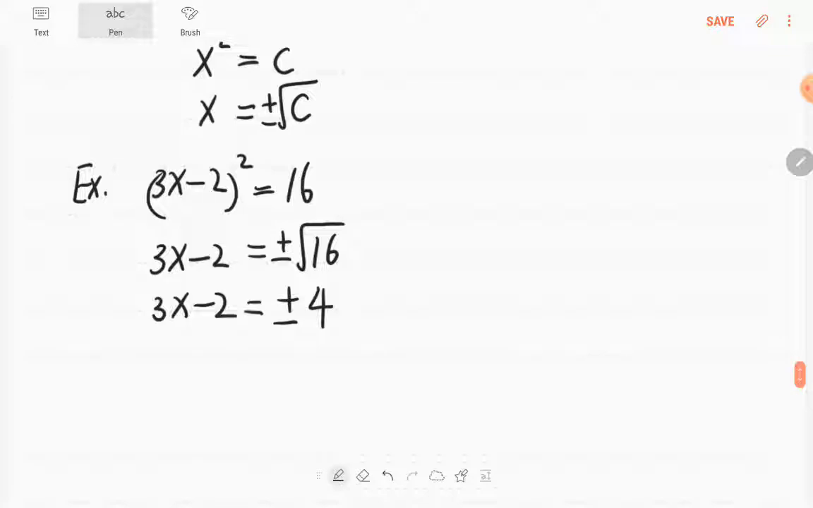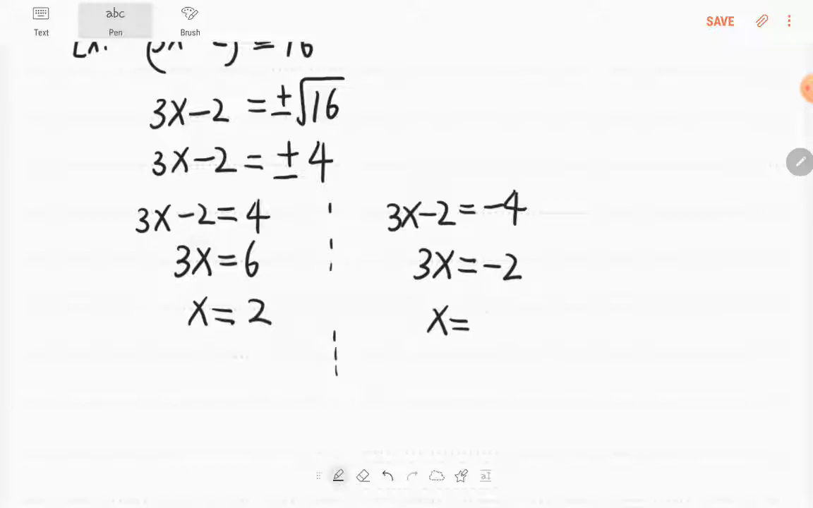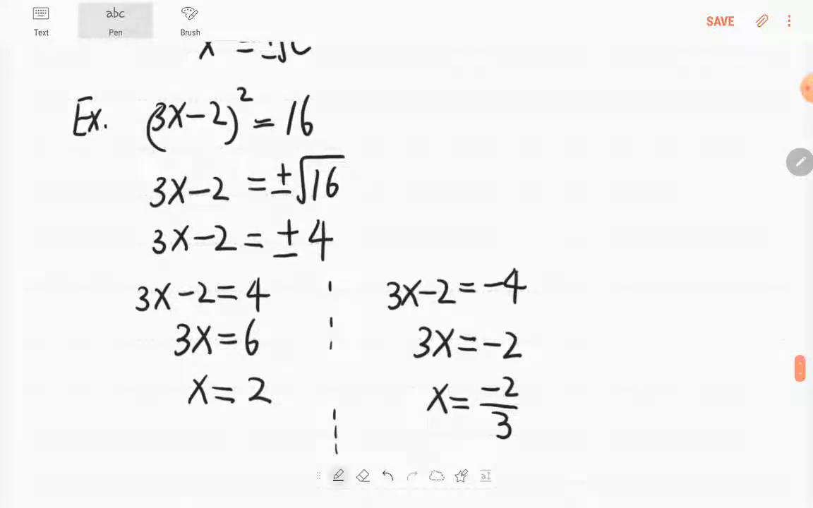So you have two equations, right? One is 3x minus 2 equals 4. The other one is 3x minus 2 equals negative 4. Now we solve each linear equation separately. We add 2 on both sides, so it would be 3x equals 6, and x equals 2. For the other, we add 2 on both sides, so it becomes 3x equals negative 2. Then divide by 3, so you have x equals negative 2 over 3. So you have two solutions.